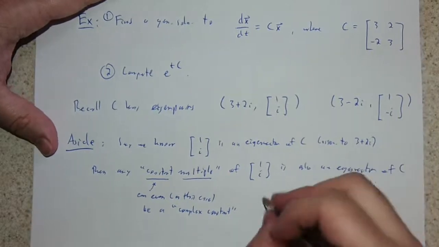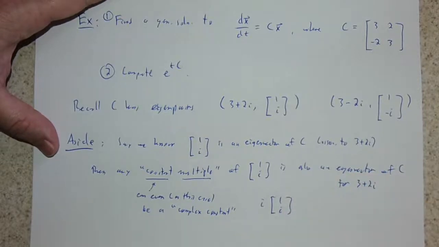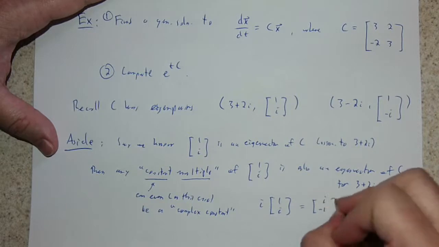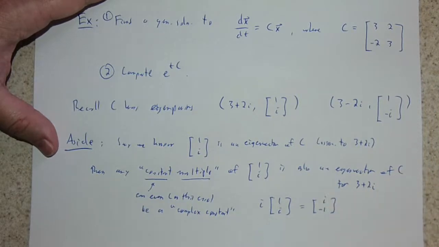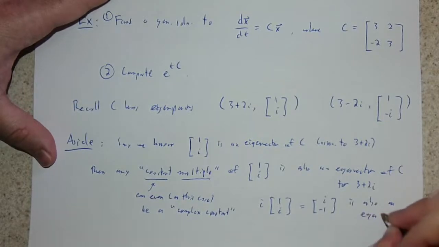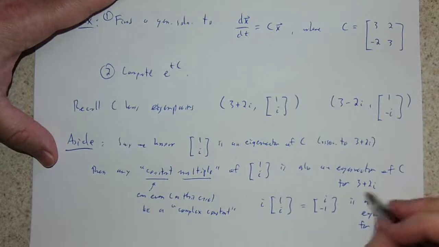So, for instance, i times (1, i). Well, what does that look like? This. So this is also an eigenvector for C, associated to 3 plus 2i.